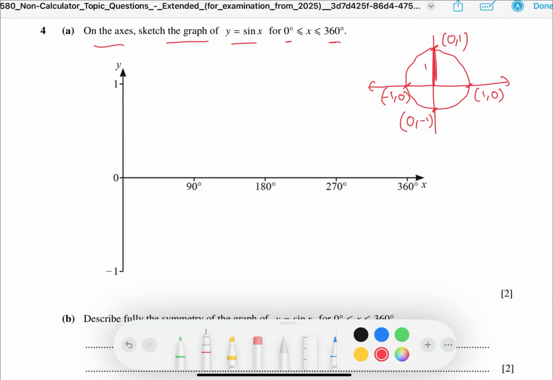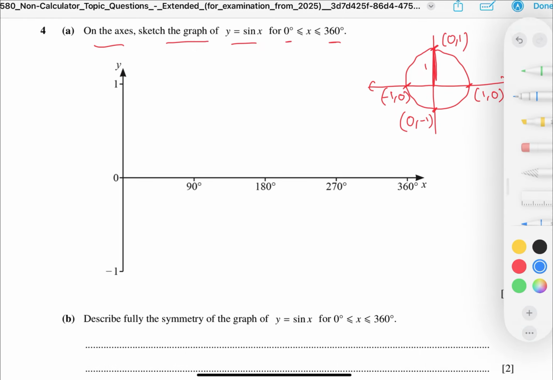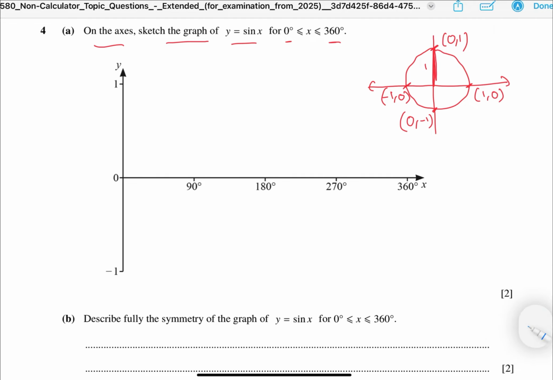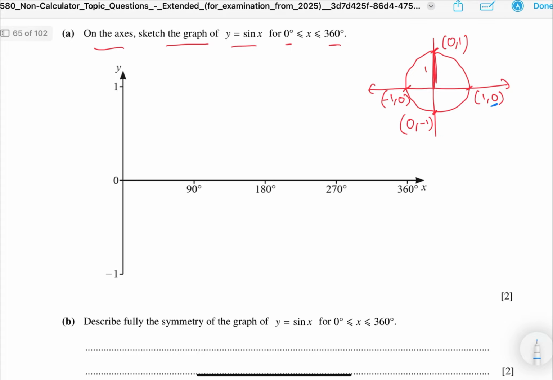Now remember this, sine is the y coordinate. Always remember this, sine is the y coordinate. So this is 0, 1, again 0, then negative 1 and again 0. If you draw a unit circle, sine is the y coordinate.